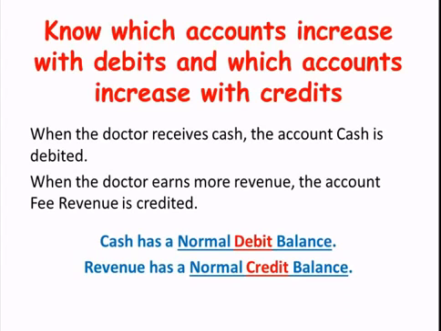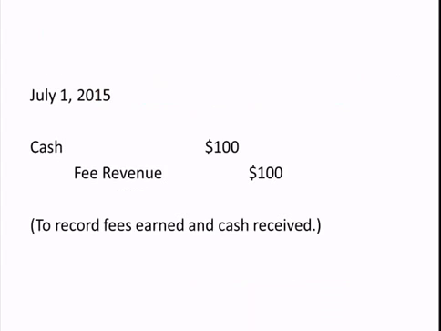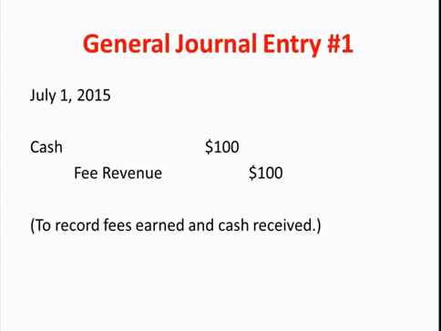Also know which accounts increase with debits and which accounts increase with credits. When the doctor receives cash, the account cash is debited. When the doctor earns more revenue, the account fee revenue is credited. Cash has a normal debit balance. Revenue has a normal credit balance. Check your accounting textbook for more information on this. And finally, all journal entries have a reference. In this case, we'll call this entry journal entry number 1.